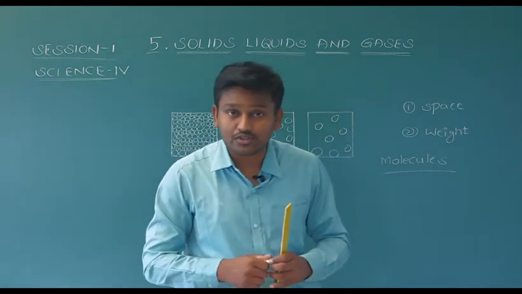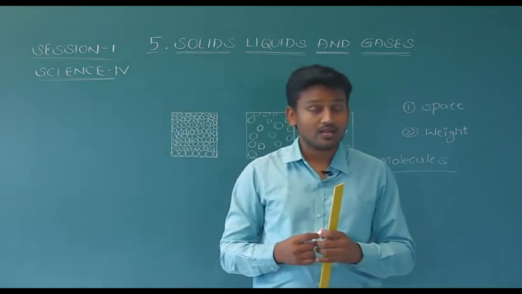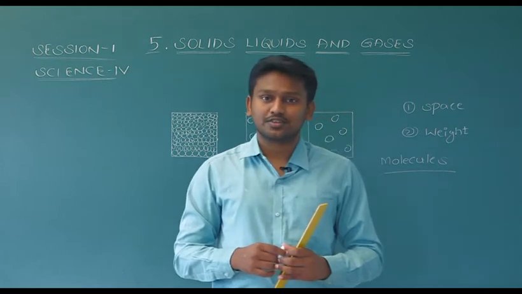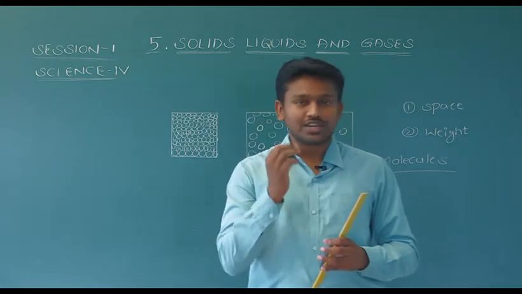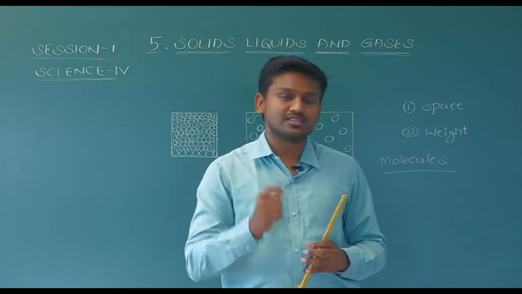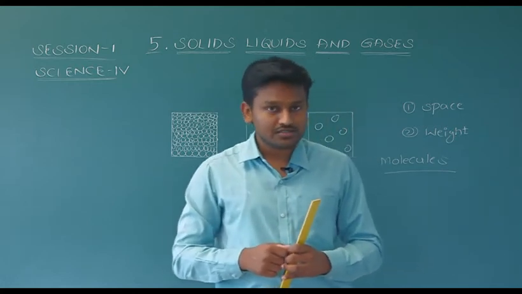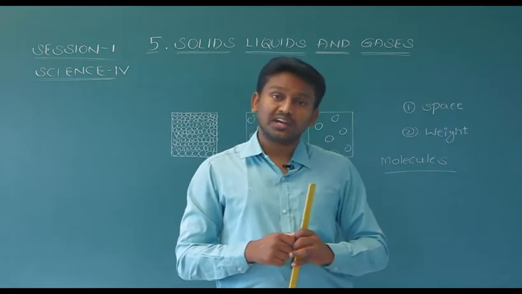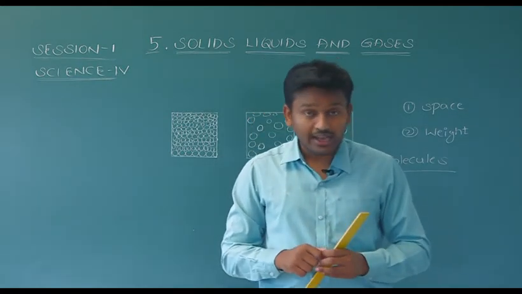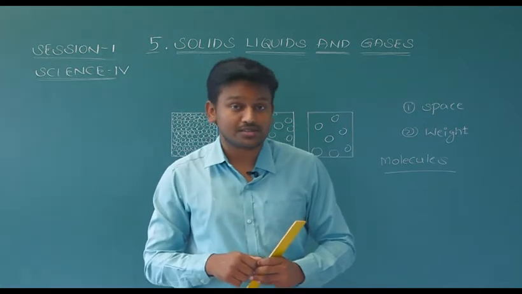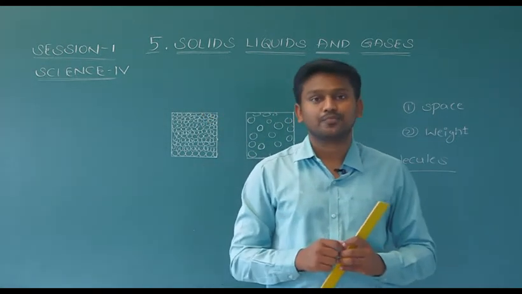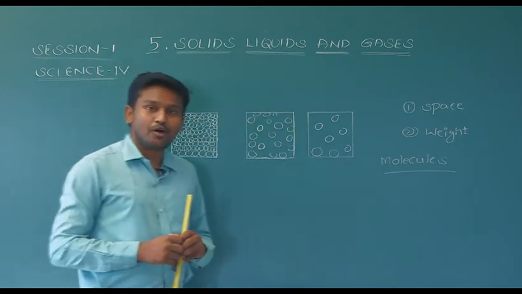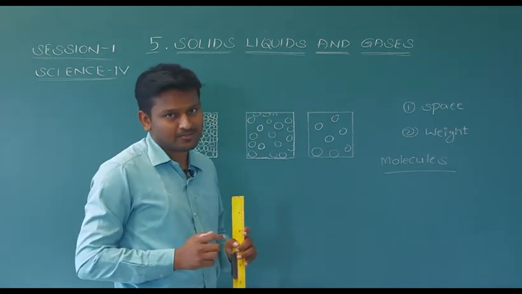And what are the examples of gases? Oxygen, carbon dioxide, nitrogen. So, these are the main 3 gas constituents present in our atmosphere. Nitrogen is almost 79%, oxygen 21%, carbon dioxide 0.03% in our atmosphere. Now, let us see the arrangement of the molecules in different states of matter.